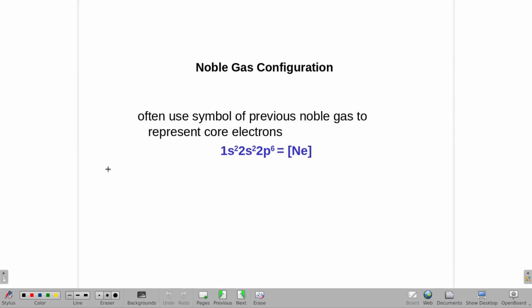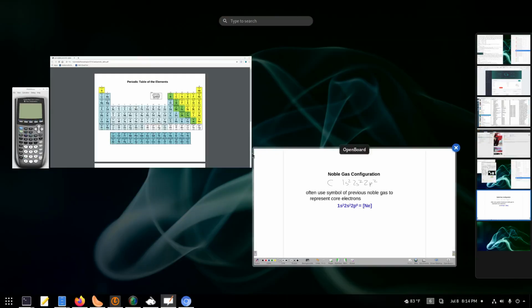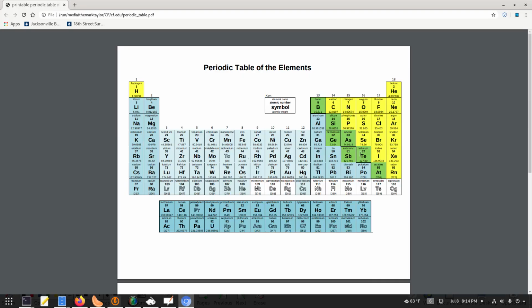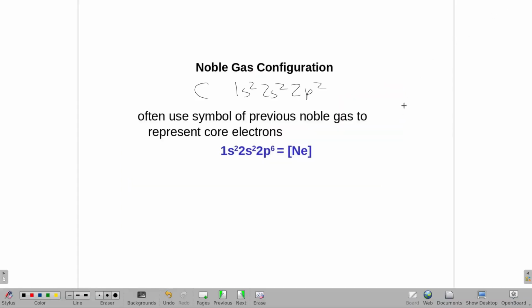Alright, noble gases help us out on the electron configurations. I had actually shown you carbon, with an orbital configuration of 1s2, 2s2, 2p2. Well, look how crazy this would be if I want to do an electron orbital diagram for, say, chlorine. Chlorine has 17 electrons in it. Look how big this gets, and yet chlorine's not very far down the periodic table.